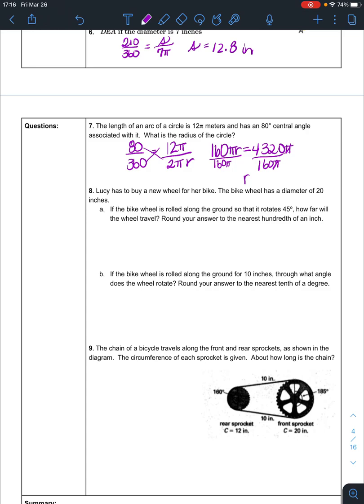Actually, let me back up. It would be 160 pi, so you do 4320. Sorry, double check.